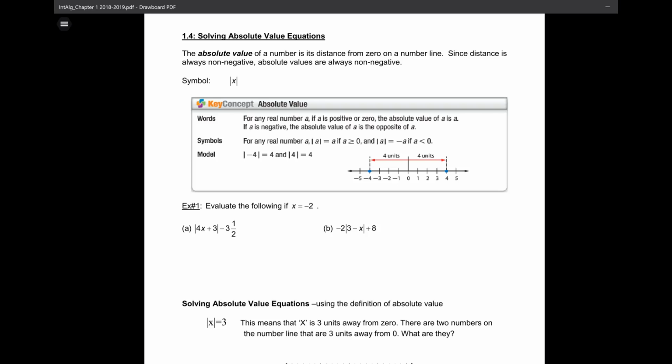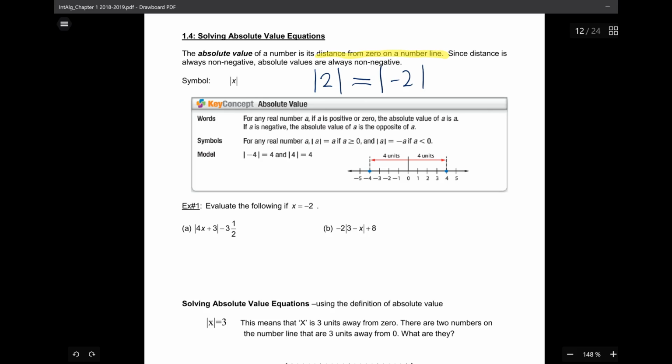Welcome to the screencast of 1.4, solving absolute value equations. I believe you've already learned that the absolute value is these two vertical signs, the straight up and down vertical signs. For instance, if I take the absolute value of 2, that's actually going to equal the absolute value of -2, because the absolute value all it means is it is the distance from 0 on a number line.